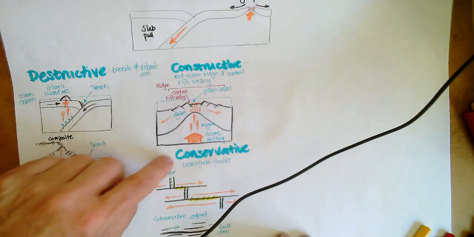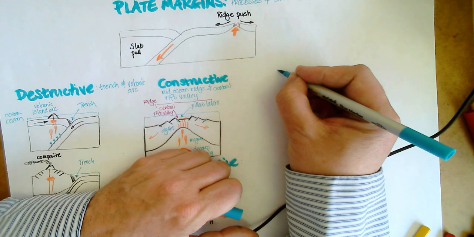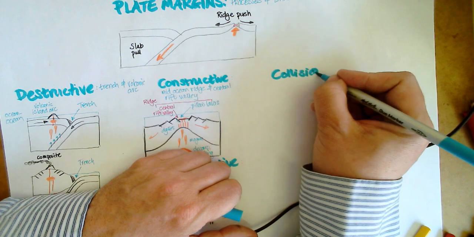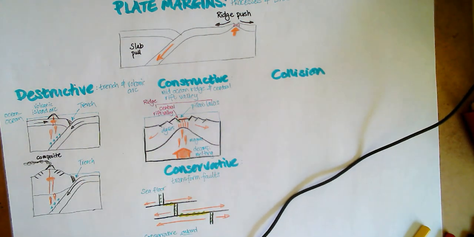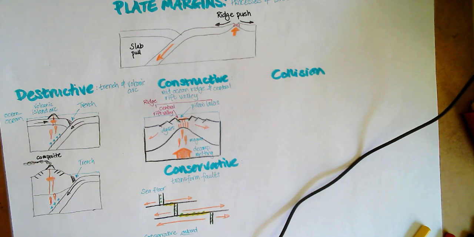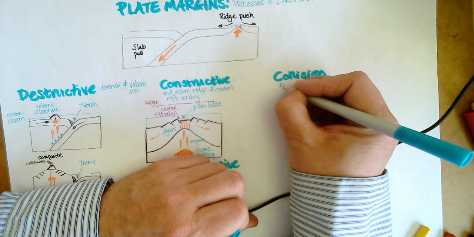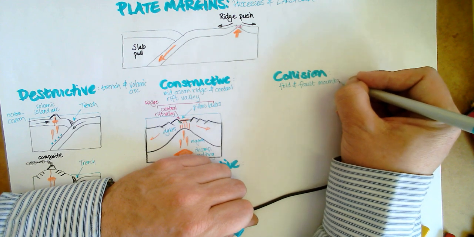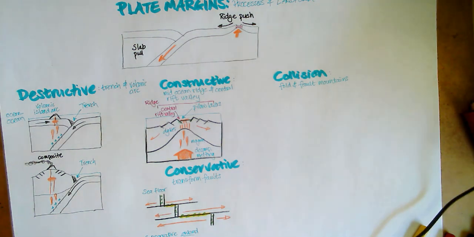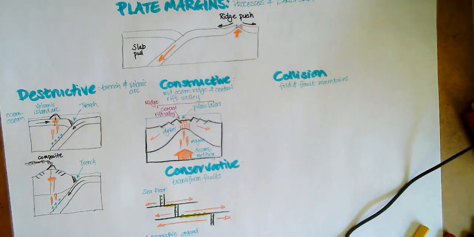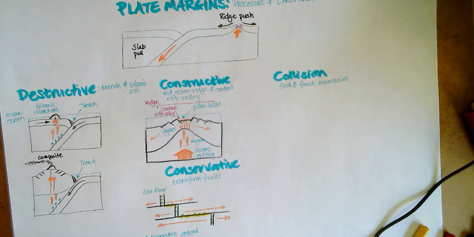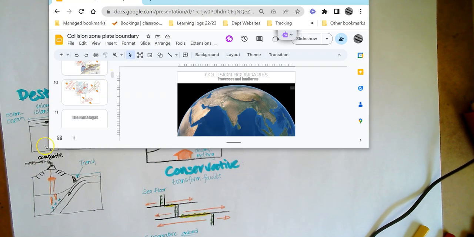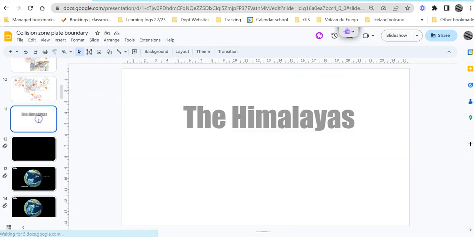Okay, destructive, constructive, conservative, and finally, your collision zone. And when it comes to your collision zone, your main landform there, of course, is your fold and fault mountains. Your fold and your fault mountains. So let's have a wee look at the diagrams for that. I'm just loading up something here in Google Slides that I want to start off with showing you, I think. I'll just pull this over here now. Go full screen there for me, please. And we'll go into present mode.